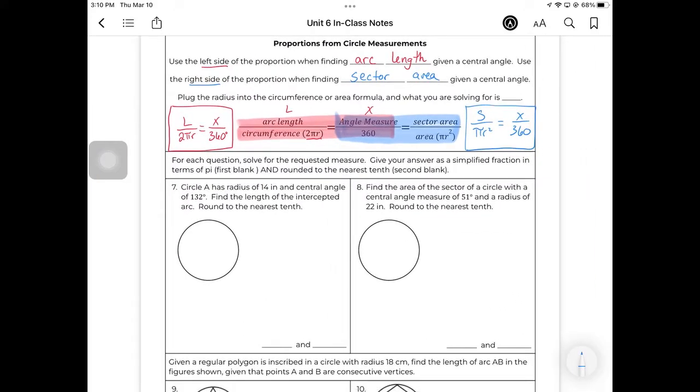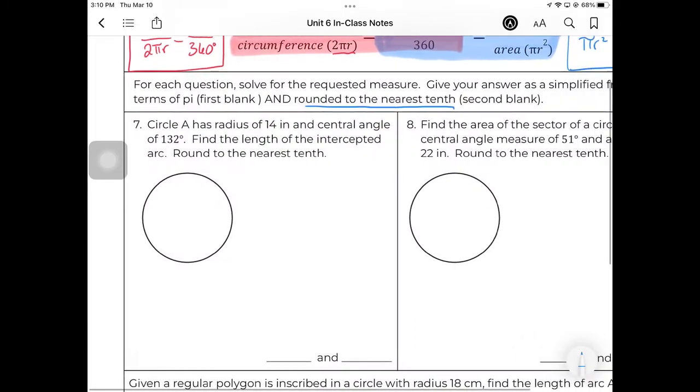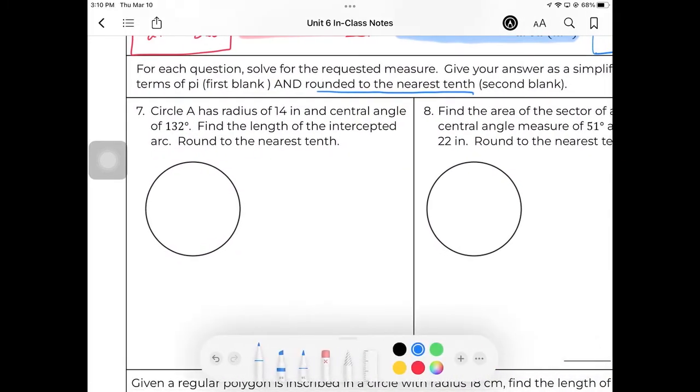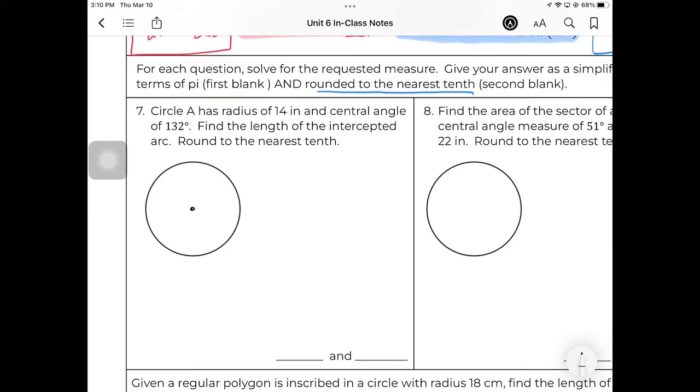So, for each of these questions, we are going to give our answer. We're actually only going to give a rounded version of this answer, not an exact answer in terms of pi. On a lot of these problems, sometimes I just give you the words, but a lot of times I will still give you the picture. So if I've got circle A, with a radius of 14 and a central angle of 132 degrees, I'm going to take another radius and make that 132 degree angle. It doesn't have to be exact, but you should recognize 132 is bigger than 90. It's an obtuse angle, but it's still less than 180.